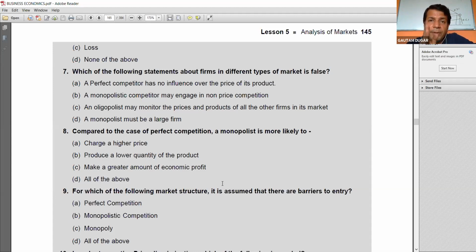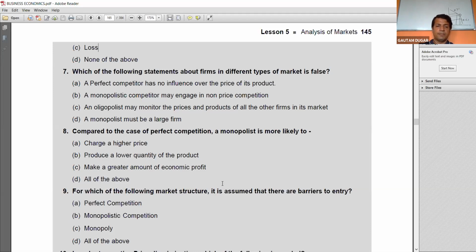Firms under imperfect competition will always have excess capacity, whereas firms under perfect competition will always produce at the optimum level of output. And third thing is, firms under perfect competition will always earn less economic profit than firms under imperfect competition. So for number 8, all the three are correct. Compared to competition, monopoly is more likely to charge a higher price, correct? Produce a lower quantity, correct? Make a greater amount of economic profit, correct?